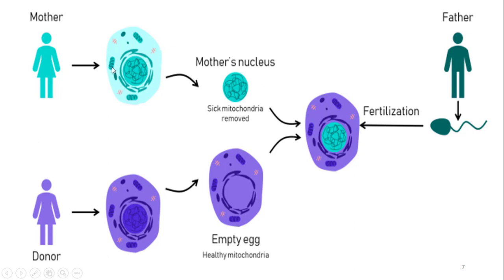Now we studied that this DNA codes for 2 ribosomal RNA, 22 transfer RNA, 13 polypeptides, and all the subunits of enzymes that are used in the complexes of oxidative phosphorylation. Now the nuclear DNA of the mother is 100% normal, but there is a defect in the mitochondrial DNA.